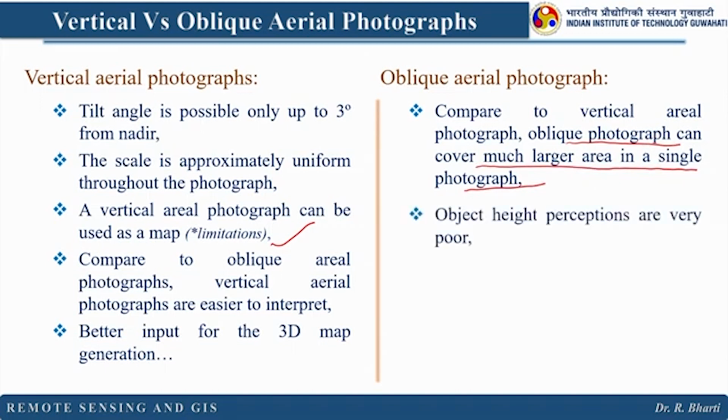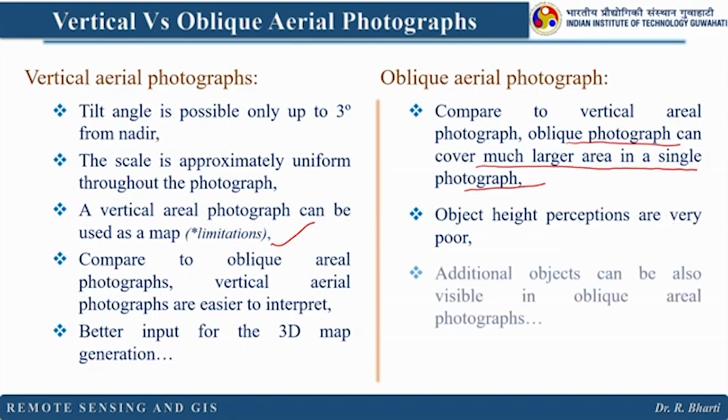Then object height perception is very poor. So here when you are tilting your camera, you cannot say directly that this is the height of this building, right? Because everything is proportionally changed and there will be some error introduced by your tilting and the sensor. So object height perception will be very poor. Additional objects can also be visible in oblique aerial photographs because you are going to cover more area, right?